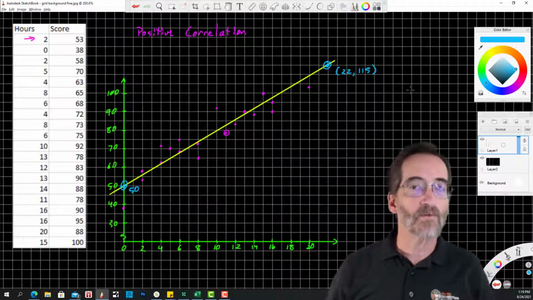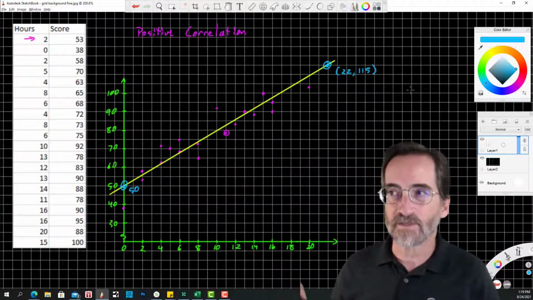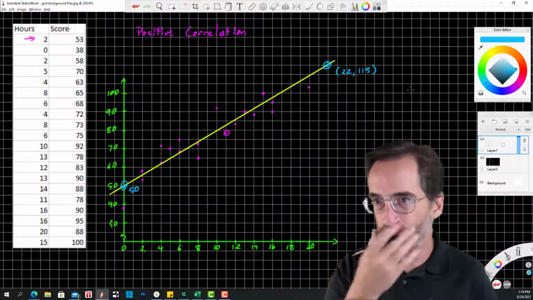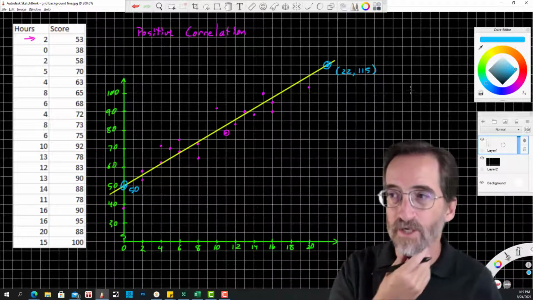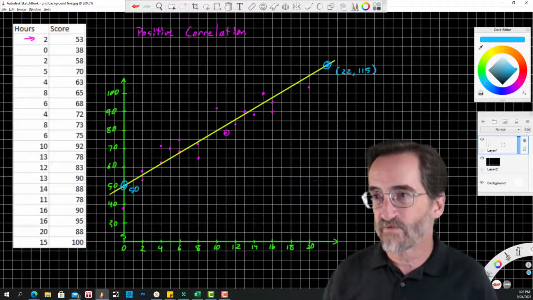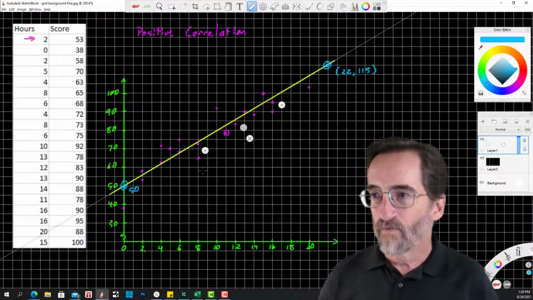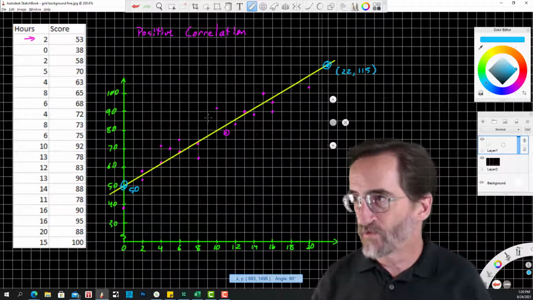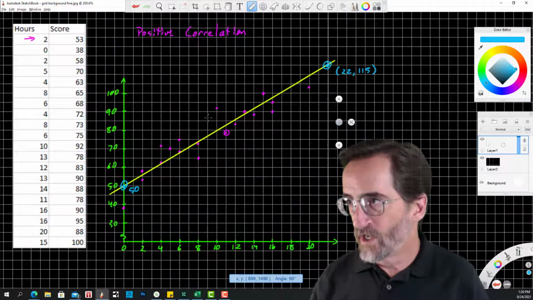Now, obviously, we don't have any scores of 115. This does not represent any point in the original data, but it's just going to be used for me to calculate the line of best fit. Okay, and so my next task is to calculate the rise and the run. The rise and the run.